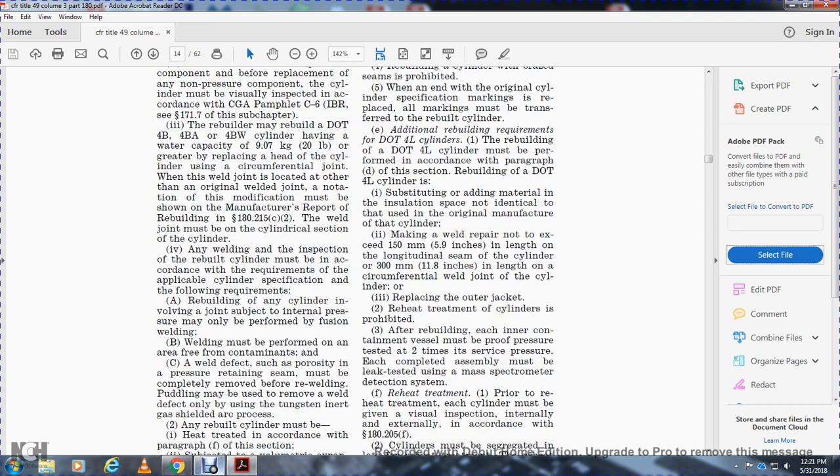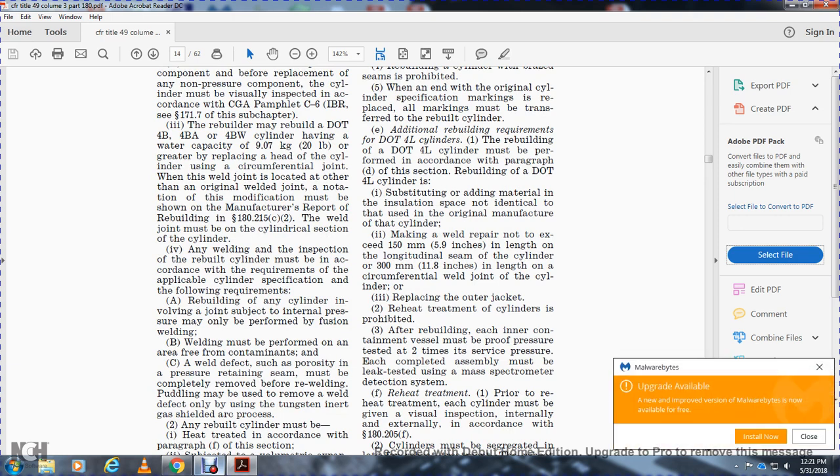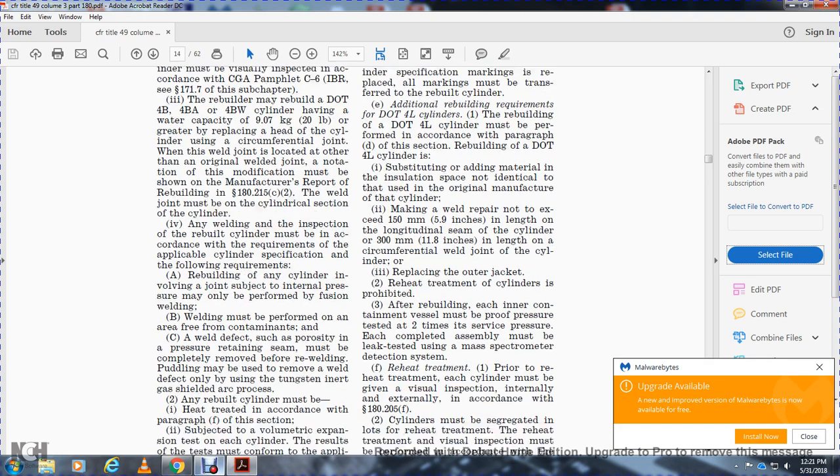Any welding on the inspection, retest and rebuild of the cylinder must be in accordance with the requirements of the applicable cylinder specification, following the requirements of A. The rebuild of any cylinder that is subject to internal pressure may only be performed with fusion welding. B. Welding must be performed in an area free of contaminants. C. Welded defects such as porosity in the pressure-retaining seam must be completely removed before rewelding. The removal of the weld defect may use the tungsten and air gas shield arc process.